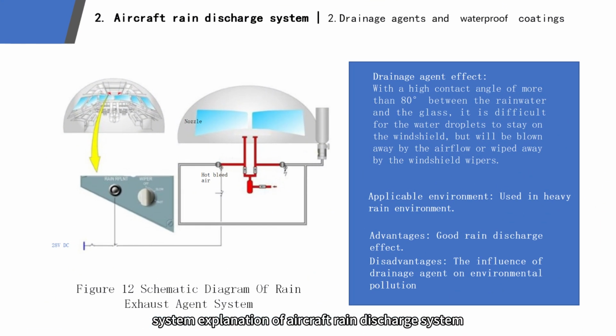System explanation of aircraft rain discharge system. Introduction of rain discharge agent. Drainage agents are used in heavy rain environments. Its function is to obtain a high contact angle of more than 80 degrees between the rainwater and the glass, and it will be difficult for the water droplets to stay on the windshield, but will be blown away by the airflow or wiped away by the windshield wipers. Its advantage is that the rain discharge effect is good, and the disadvantage is that the rain discharge agent has a great impact on environmental pollution.